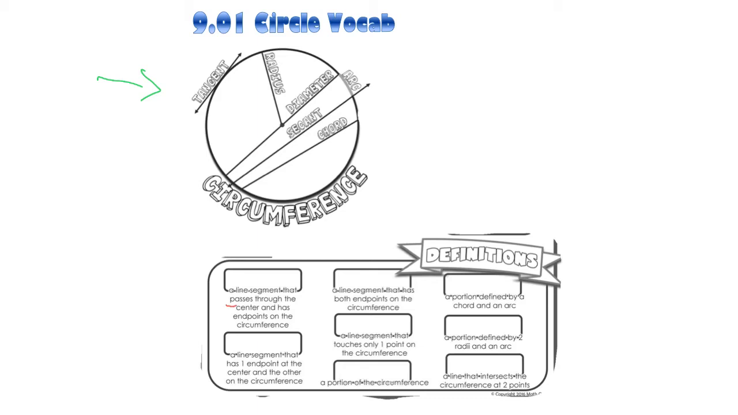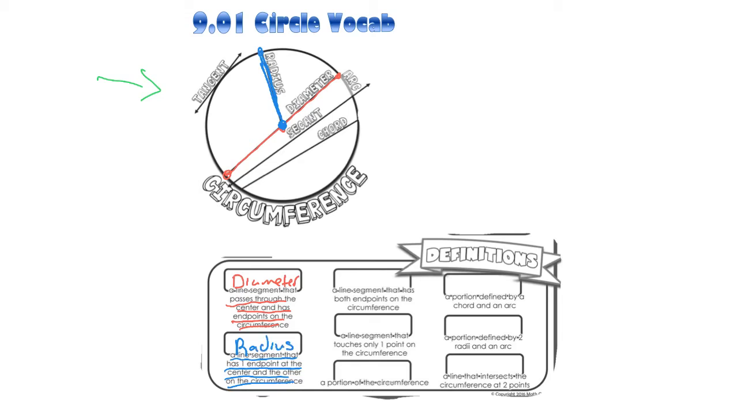A line that passes through the center and has endpoints on the circumference. So it's got to go through the center, and the endpoints are on the circumference, or the outside of the circle. That is called a diameter. So they go through the middle, and they touch the ends of the circle. Next up, a line segment that has one endpoint at the center and the other on the circumference. So center to circumference. So it's half a diameter. This is called the radius.